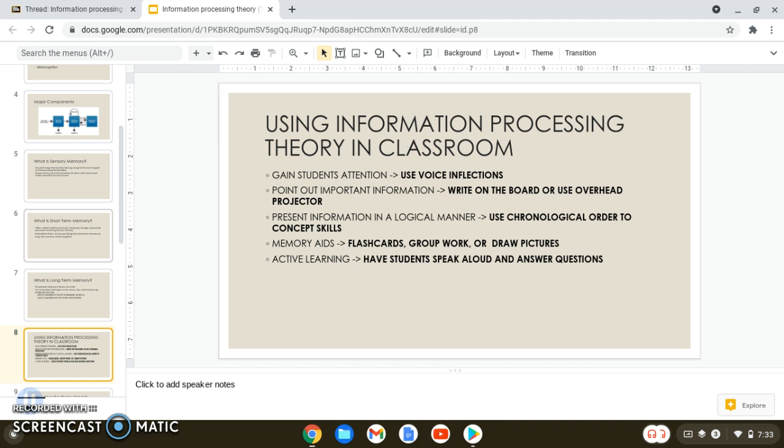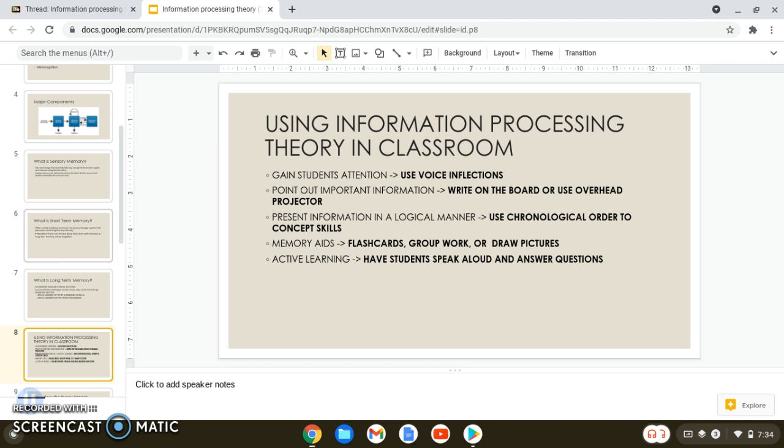Using information processing theory in the classroom. Gain students' attention by using voice inflections. You can point out important information right on the board or use an overhead projector. You can present information in a logical manner. You can use chronological order to teach concepts and skills.